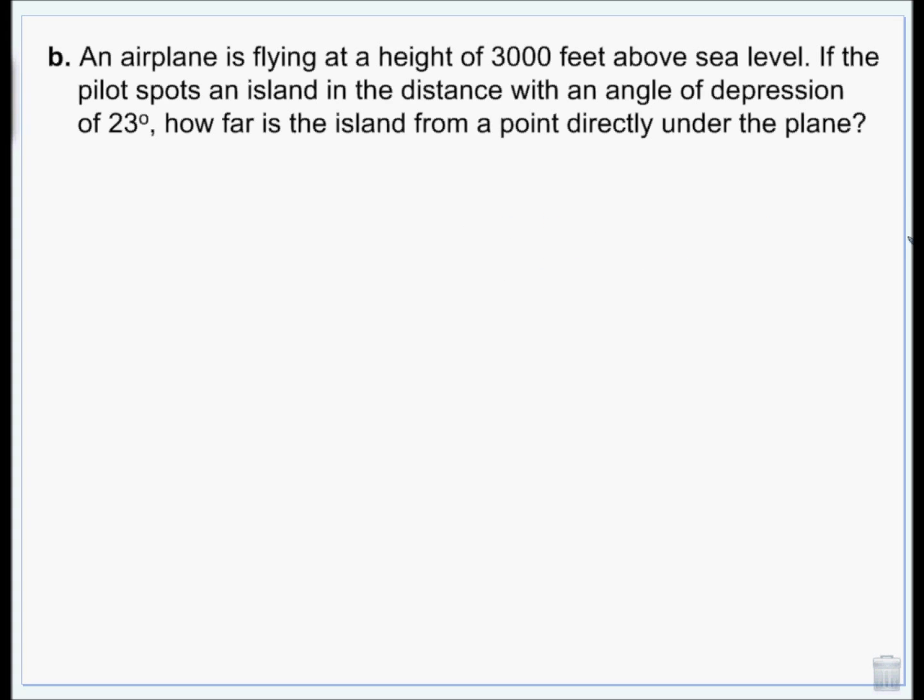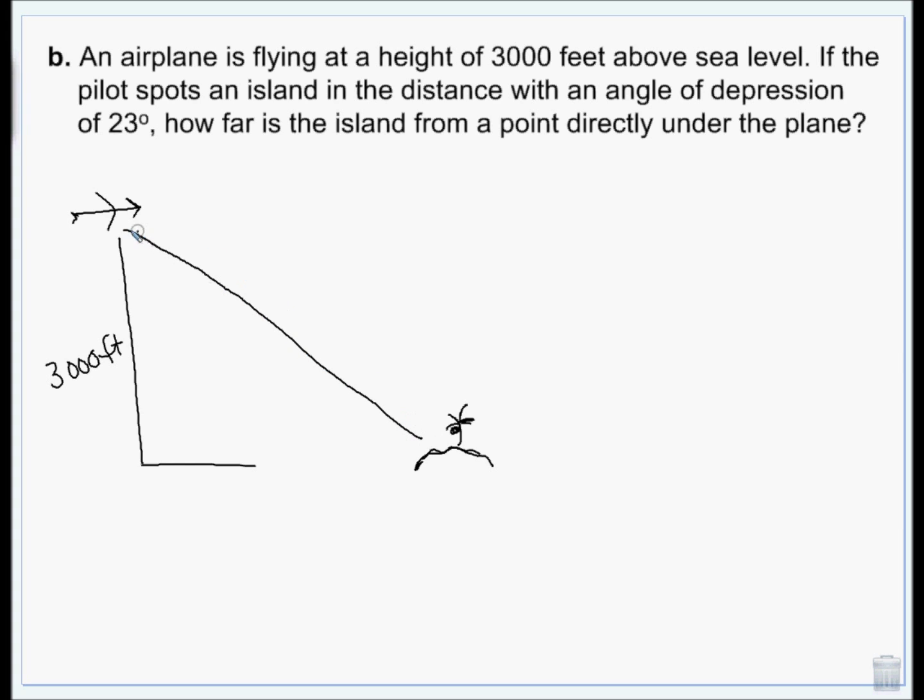Okay, we have an airplane flying at a height of about 3,000 feet above sea level. In the distance, we see an island. And the angle of depression is 23 degrees. That makes this angle here also 23 degrees. And we want to know how far is the island.